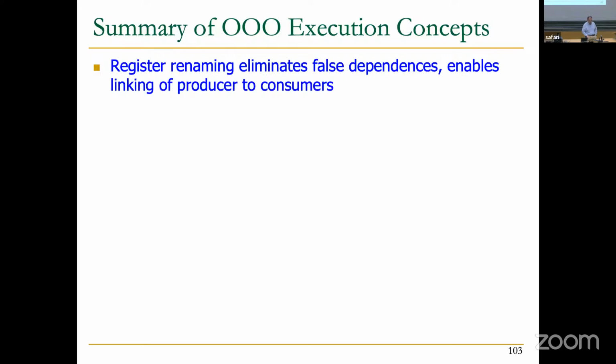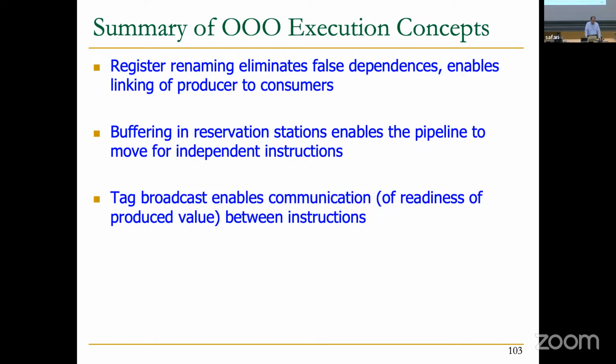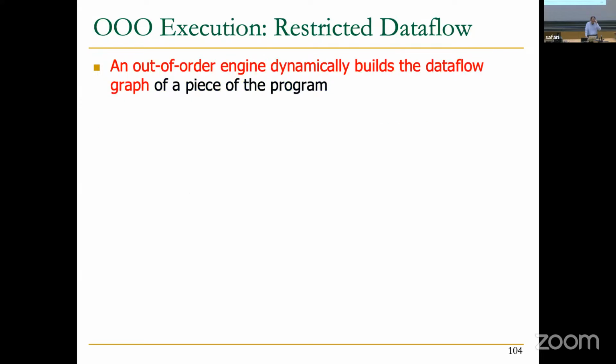Register renaming eliminates false dependencies and enables linking of producer to consumer. Buffering in reservation stations enables the pipeline to move for independent instructions. Like in the tram example, you could buffer a tram somewhere, and then other trams or cars can pass by. The tag broadcast enables communication of readiness of a produced value between instructions. Wake up and select enables out-of-order dispatch.